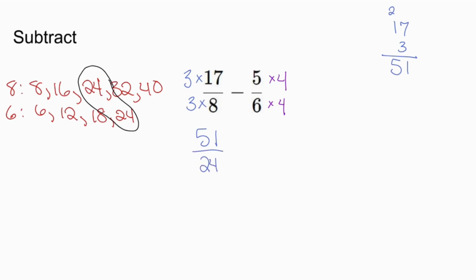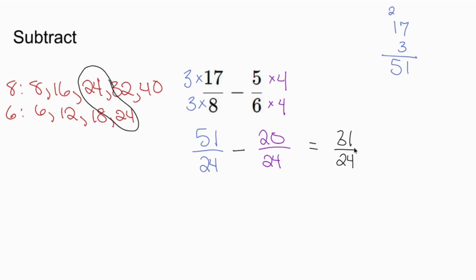Now we subtract, and we're going to subtract what we get after we multiply this fraction by 4. So 5 times 4 is 20, and 6 times 4 is 24. Now we have the same denominator, and once they're the same denominator, you subtract fractions by combining the numerators like you normally would. 51 minus 20 is 31. Now you keep the denominator exactly the way it is, and we get 31 over 24.